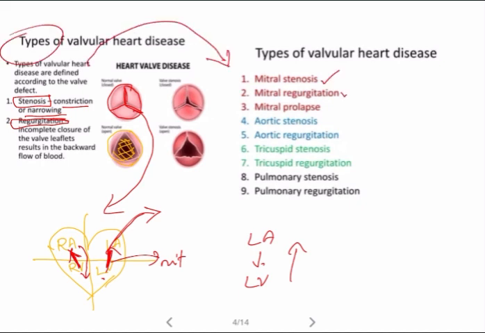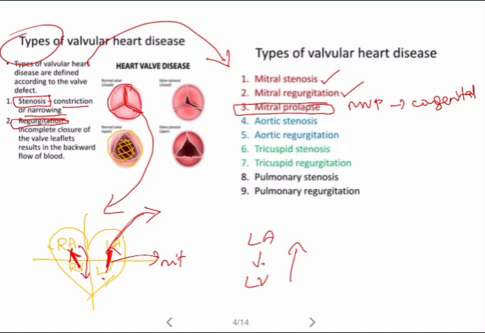So for the mitral valve, we have mitral stenosis, mitral regurgitation, and an exception is mitral prolapse. Mitral prolapse means mitral valve prolapse, MVP. This is a congenital condition usually causing the prolapse of the mitral valve.